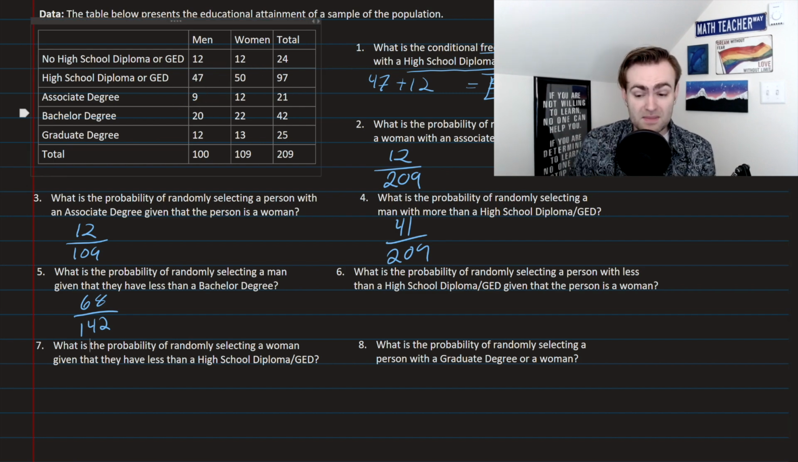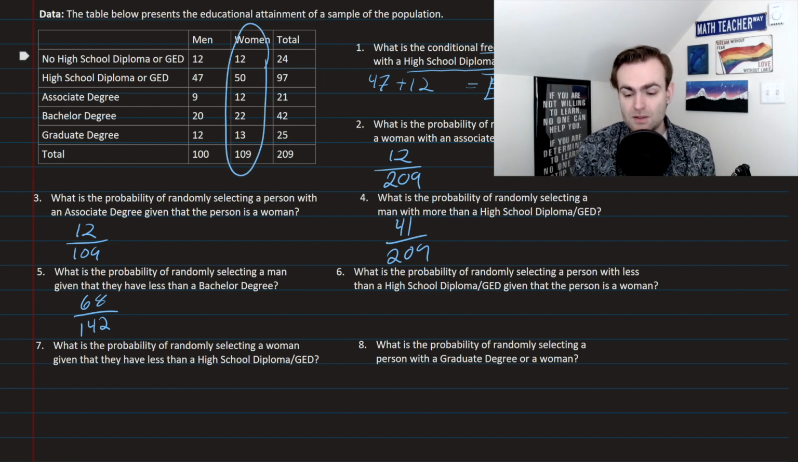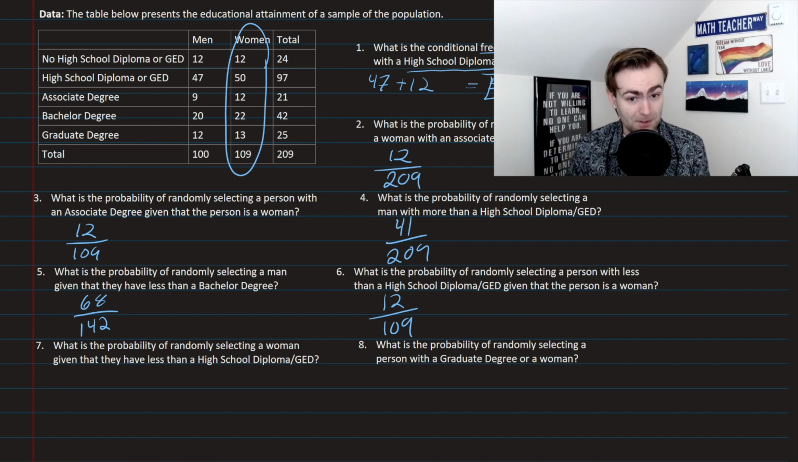What is the probability of randomly selecting a person with less than a high school diploma given that the person is a woman? So we are restricting ourselves to only women. And what's the probability of selecting a person less than a high school diploma? So that would be no high school diploma. That would be 12 out of the 109 possible women. So the given tells you what the denominator is going to be. The probability of what we're looking for is going to be the numerator.